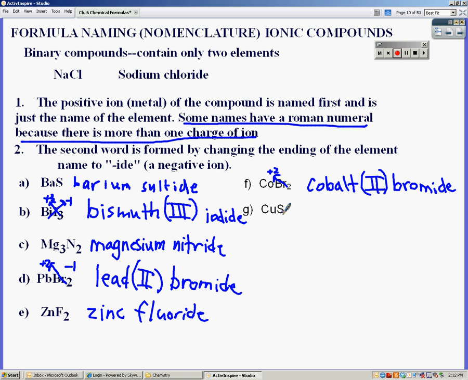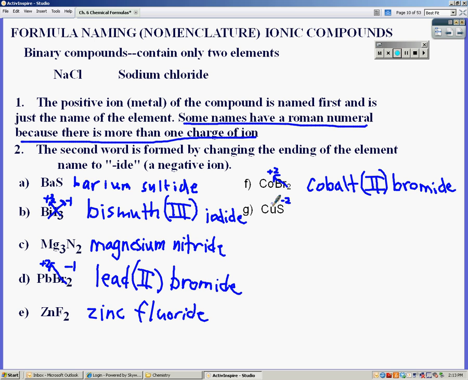And finally, copper and sulfur. Copper is an ion that forms more than one charge, so we have to figure out what its charge is. Okay, and if we do backwards crisscross, it's not going to work for this one because their subscripts have been reduced. So we need to know what the charge for the sulfur is, which we would know because it's in the group that forms a -2 ion. And that's the only charge it can have, so we know what that one is.